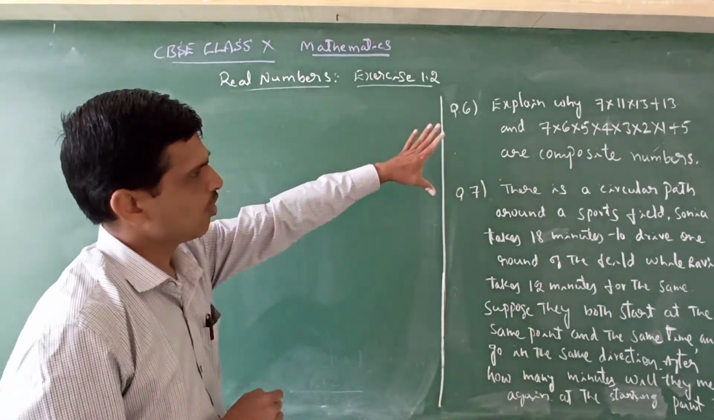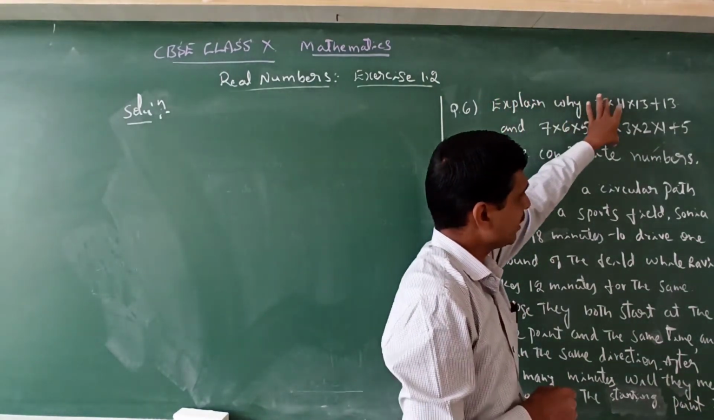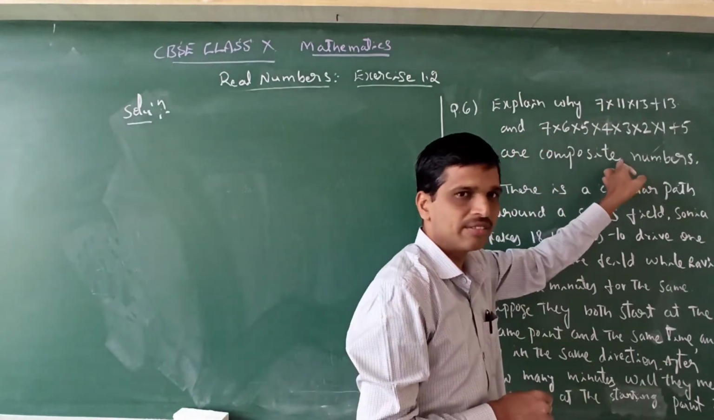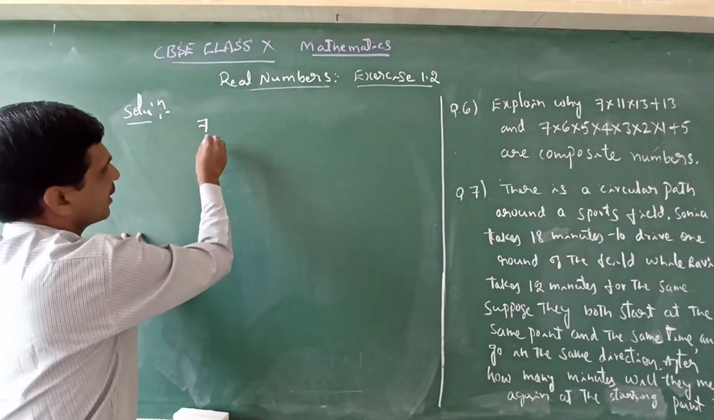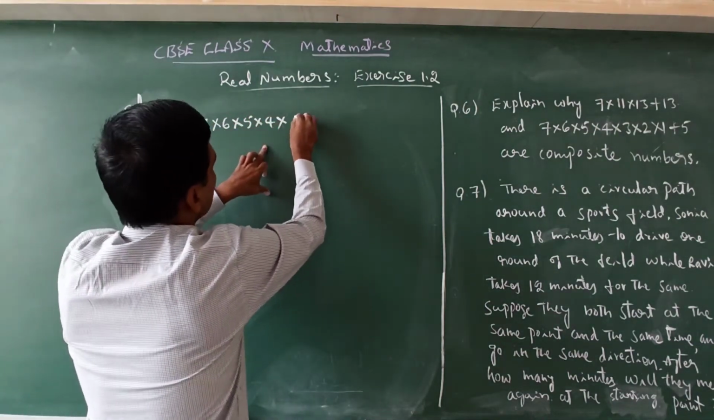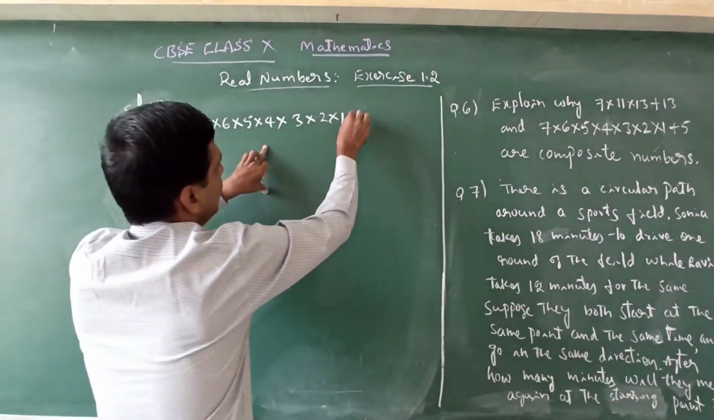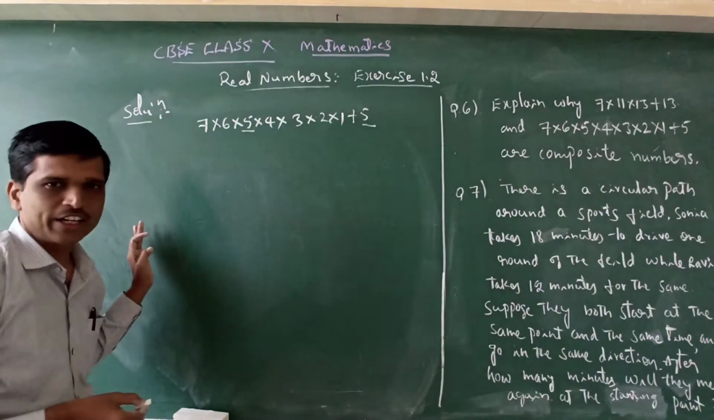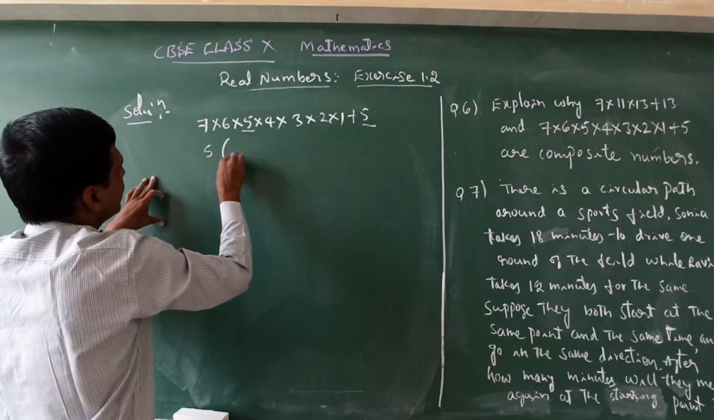Now look here, all are prime numbers, maybe some are composite numbers. In order to get their product, if you express them in factors, you will agree they are composite numbers, like they asked in the question. So first, express them in prime factors. 7 into 6 into 5 into 4 into 3 into 2 into 1, I will take the second one, plus 5. Observe here, this is the common factor. Try to use the Boltzmann rule also. So 5 is common. Take 5 outside the bracket.